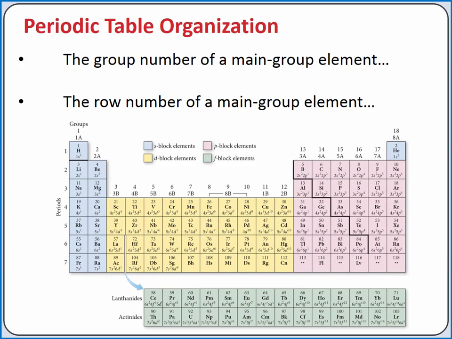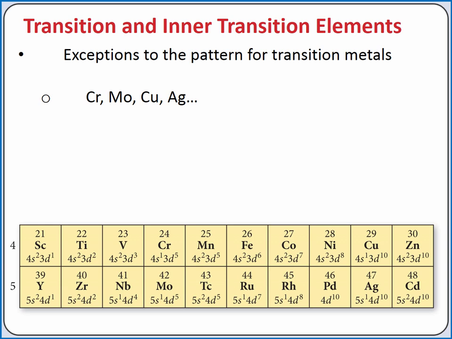The group number of a main group element indicates how many electrons are in the outermost shell. The row number of a main group element indicates what the value of n should be for the outermost shell. In the transition metals and inner transition metals, there are many exceptions to the normal pattern in the way electrons fill orbitals, because those orbitals are very close in energy. Although there are more exceptions than these, 4 notable exceptions are for chromium, molybdenum, copper, and silver.